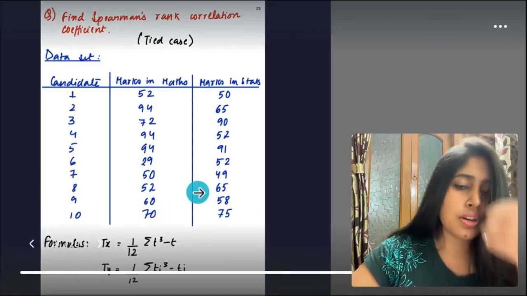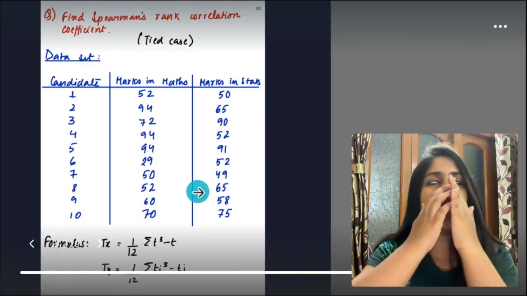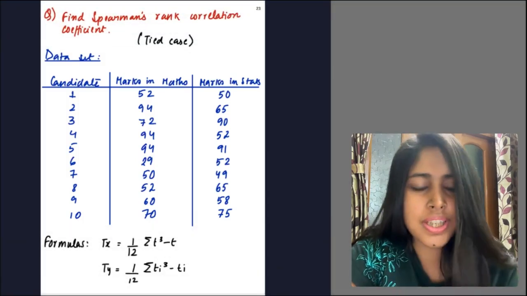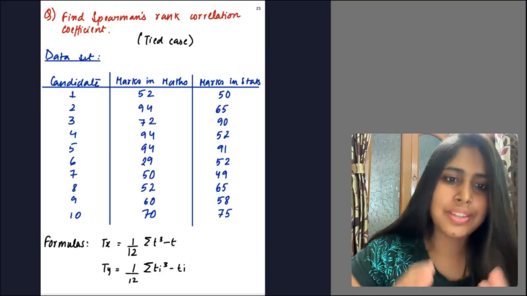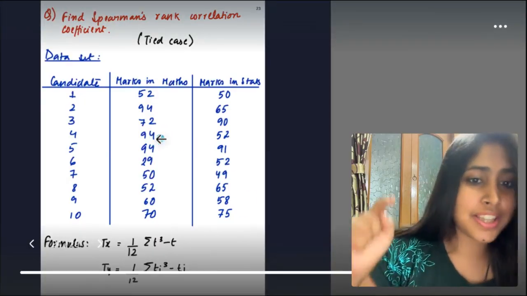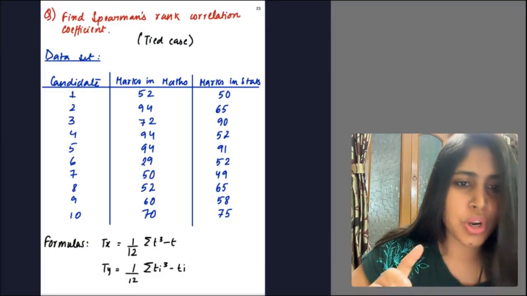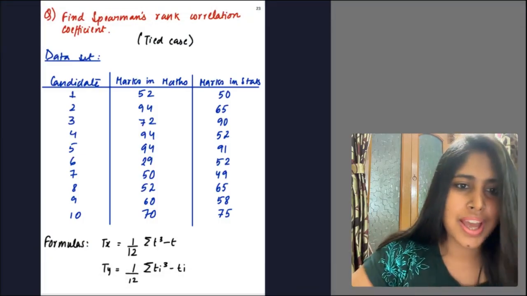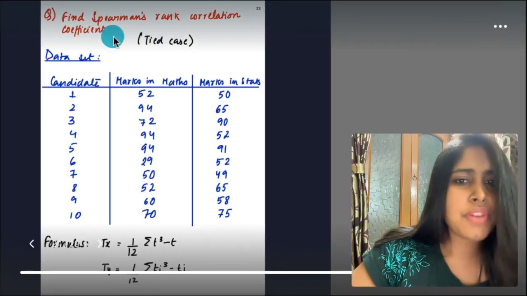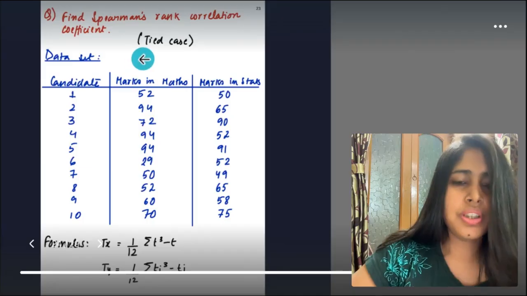Now coming to the critical case of rank correlation, which is the tied case. This is also very easy, but you need to have very much focus on this to understand it. This is very easy and this will come in your exam. One of the two cases will come in your exam and you will get 5 or 10 marks from this. See, find Spearman's rank correlation coefficient, tied case.